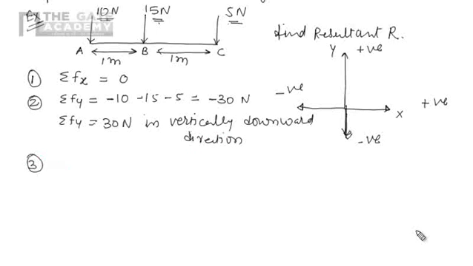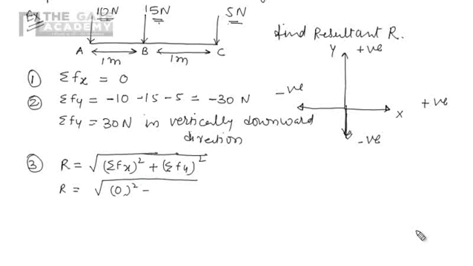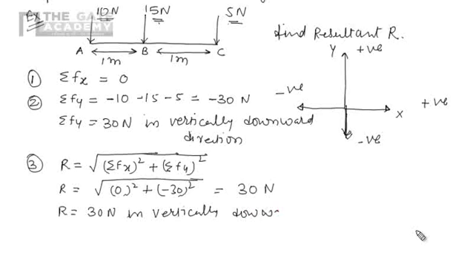Third one, R equals the square root of summation Fx squared plus summation Fy squared. So R equals 0 plus minus 30 squared, so it will become 30. So R will be 30 Newton in vertically downward direction.